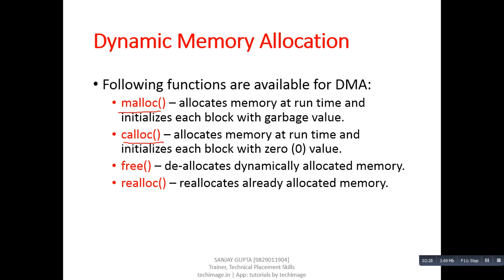Third function is free. This function deallocates dynamically allocated memory. And the last one is realloc. Realloc reallocates already allocated memory. Suppose we have allocated some memory with the help of malloc or calloc, and now if we want to modify the allocated memory, then we can use a function which is known as realloc.